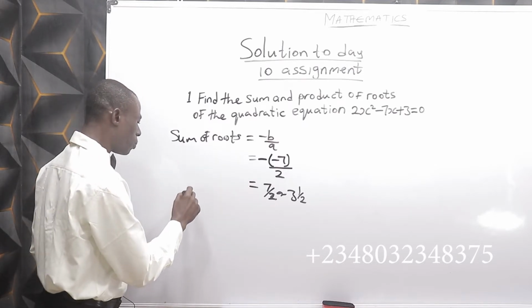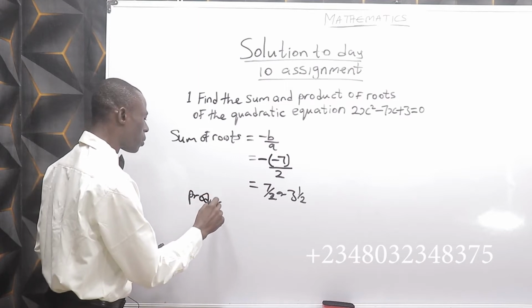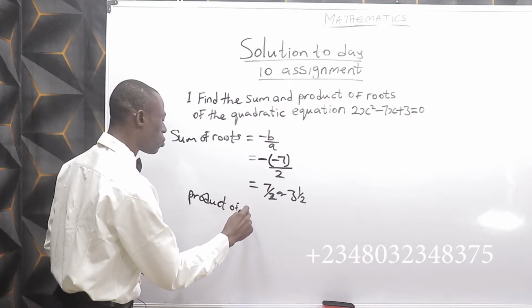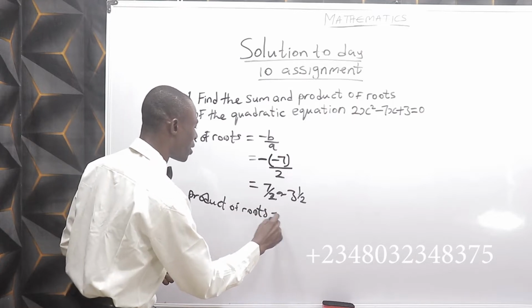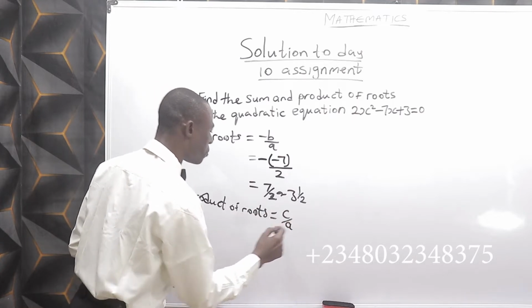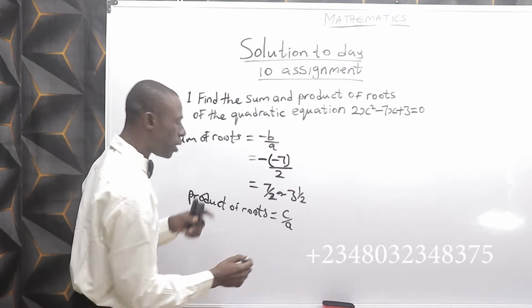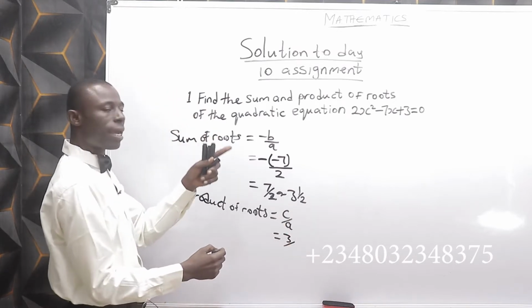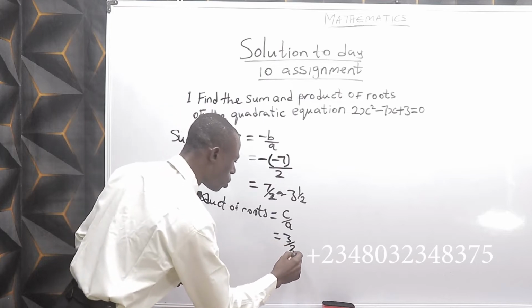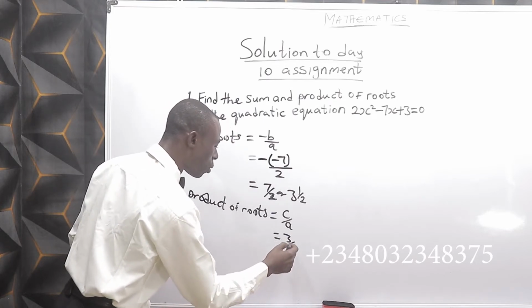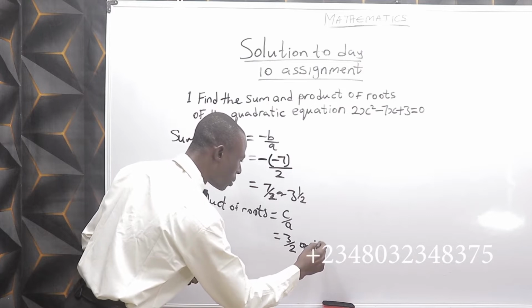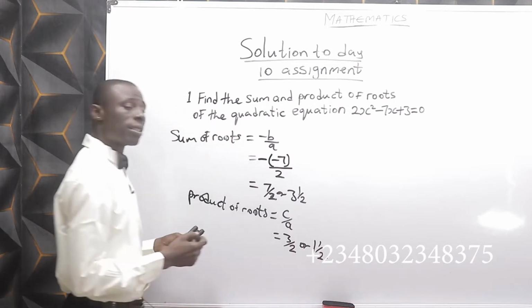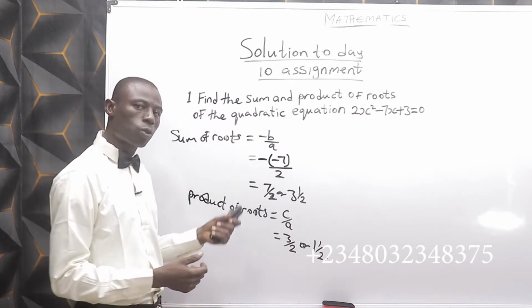Product of roots is c over a. C in the equation is 3, a is 2. So your answer could be 3 over 2 or 1.5. That is that about question number 1. Let's move on to question number 2.